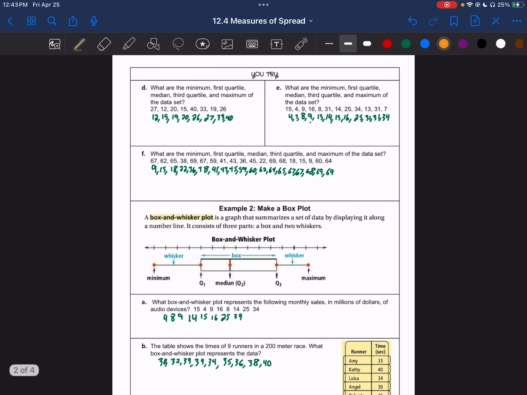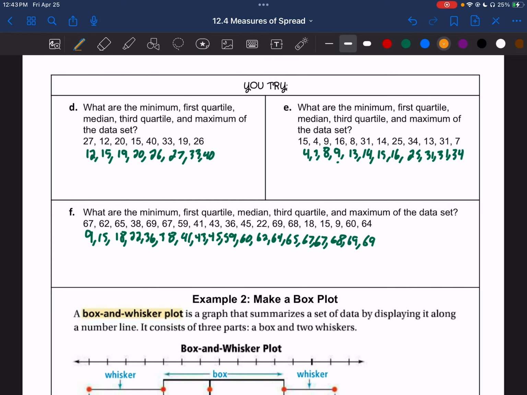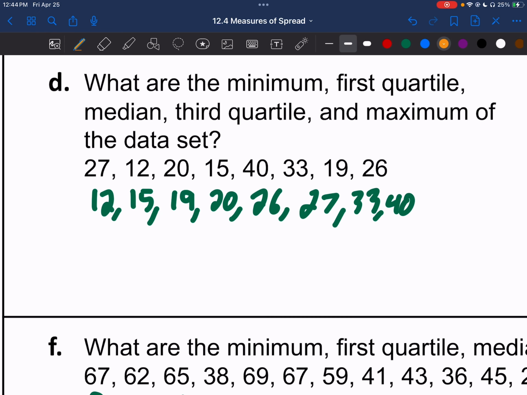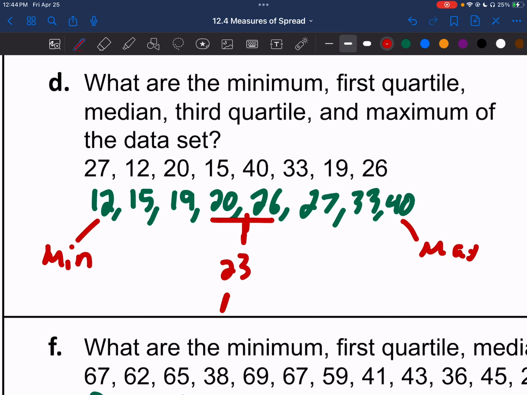All right, let's take a look at the next page. There are 3 U-try problems. Do those on your own and then check your work against mine. So numerical order already. We have our min, our max. There are a total of 8 data values, so we need to find the median, which is going to be the average of the middle two, so that'll be 23 is our median.